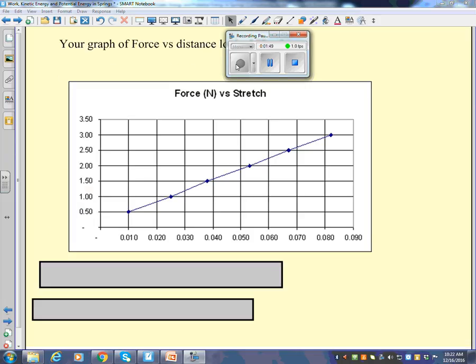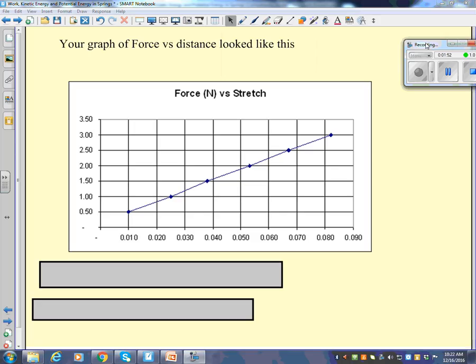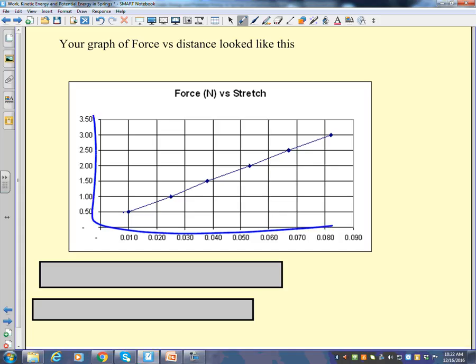Now, normally we've done the lab at this point, but seeing as I'm flipping them, that's your graph that you're going to get on Monday. Ooh, a straight line graph. Shocking, right? So you can just draw a quick sketch there. It's a straight line. So your graph of force versus distance should look like this. In other words, as the distance increases, the force will also increase, right?